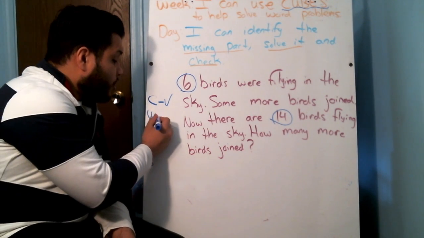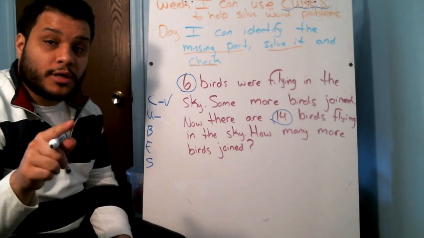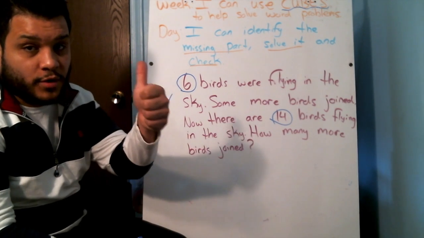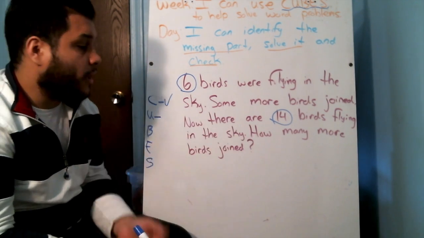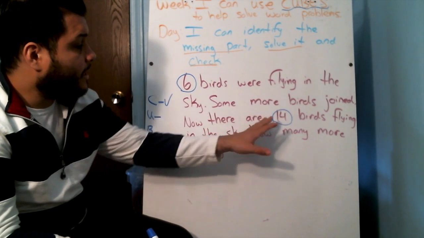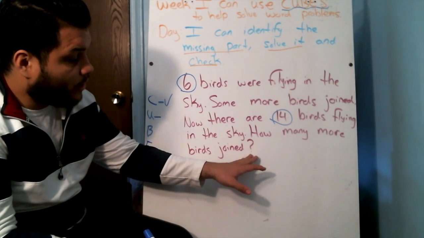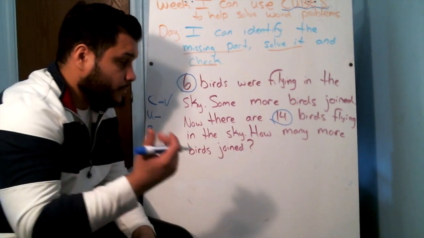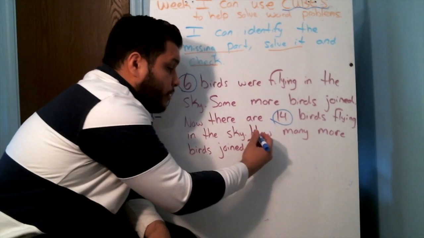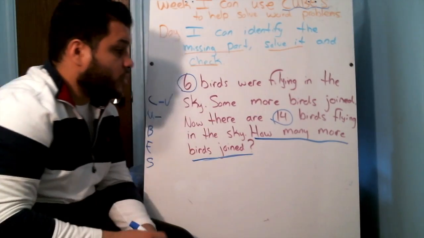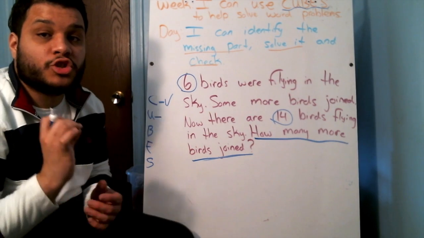Next, we have U. We want to underline the question. And we know when we underline the question, we look for a question word and a question mark. I'm looking. I identified a question word. How? My question mark is here. How many more birds joined? That is today's question. How many more birds joined?